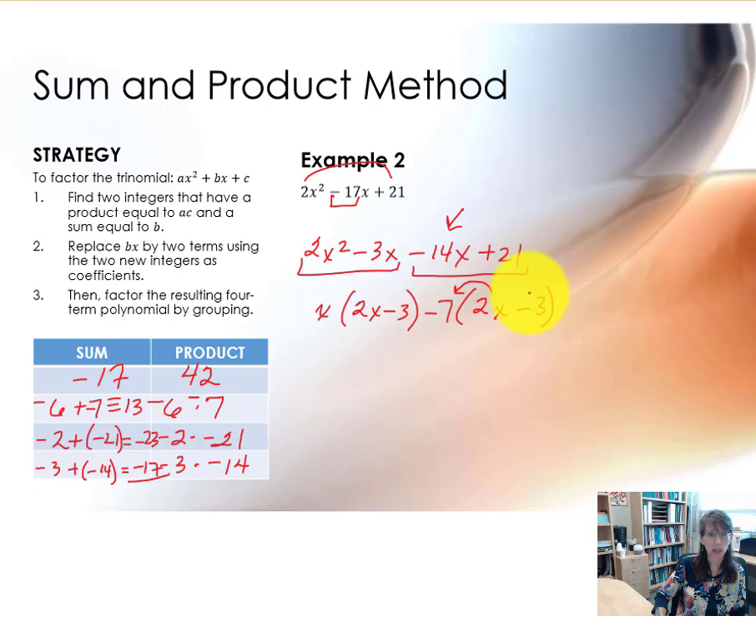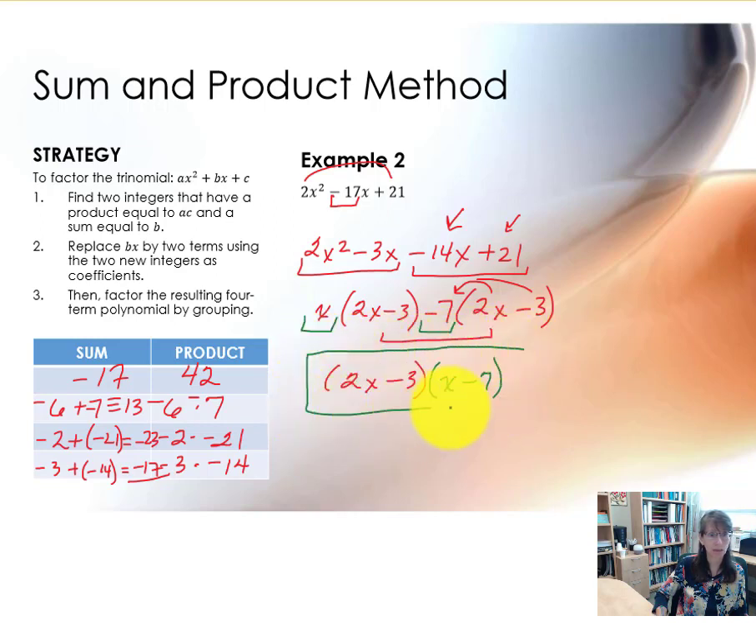And check the last term. Is -3 times -7 a match for 21? That looks good. So we can see our common factor is the quantity of 2x minus 3. And the other factor is found by joining x with -7. So we have x minus 7 for that other factor. So we have now completely factored our polynomial.